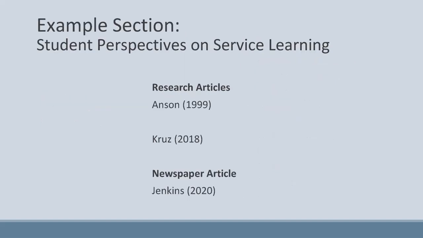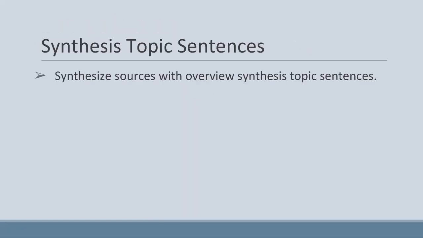We'll zoom in here on just one body paragraph under one of our thematic sections. We've called this section Student Perspectives on Service Learning, and we have three sources that talk about this theme. Two of them are research articles by Anson and Cruz, and then one is a newspaper article by Jenkins. We'll start with a topic sentence. This broad synthesis overview topic sentence quickly summarizes and synthesizes the main trend in the findings of several of our articles all at once.